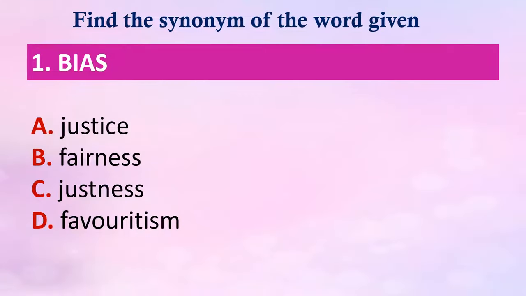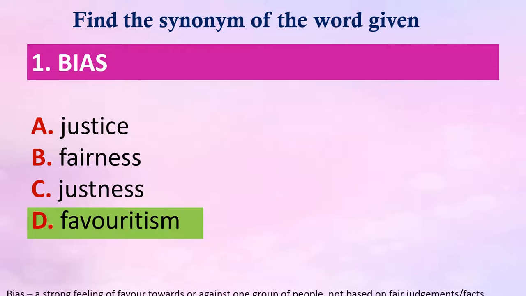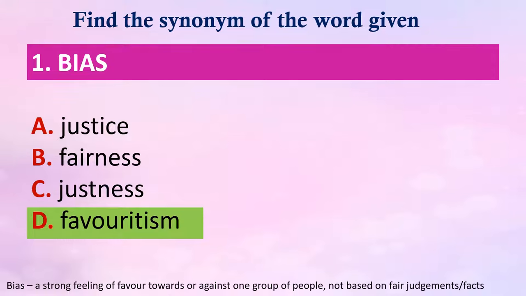Question number 1. Find the synonym of the word given. Bias. Option A, justice. Option B, fairness. Option C, justness. Option D, favoritism. The correct answer is option D, favoritism. The meaning of bias is a strong feeling of favor towards or against one group of people, not based on fair judgments. So the correct meaning of bias is favoritism.